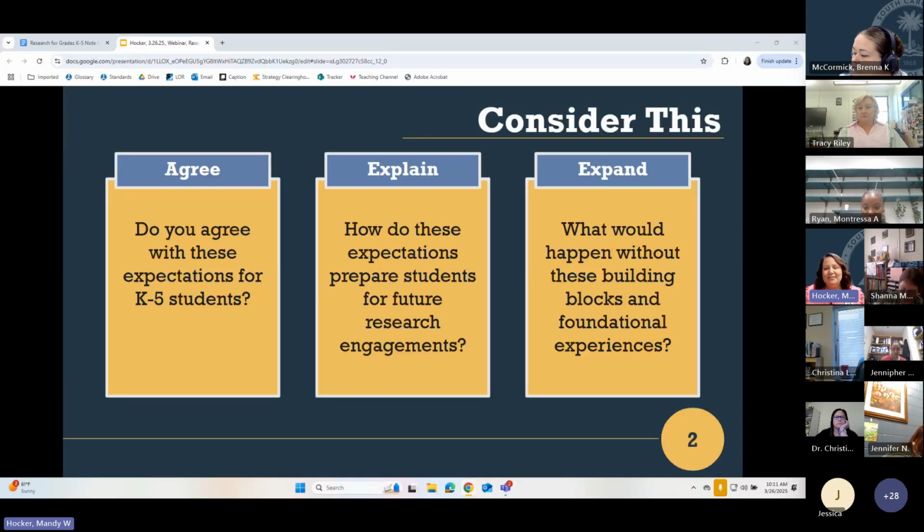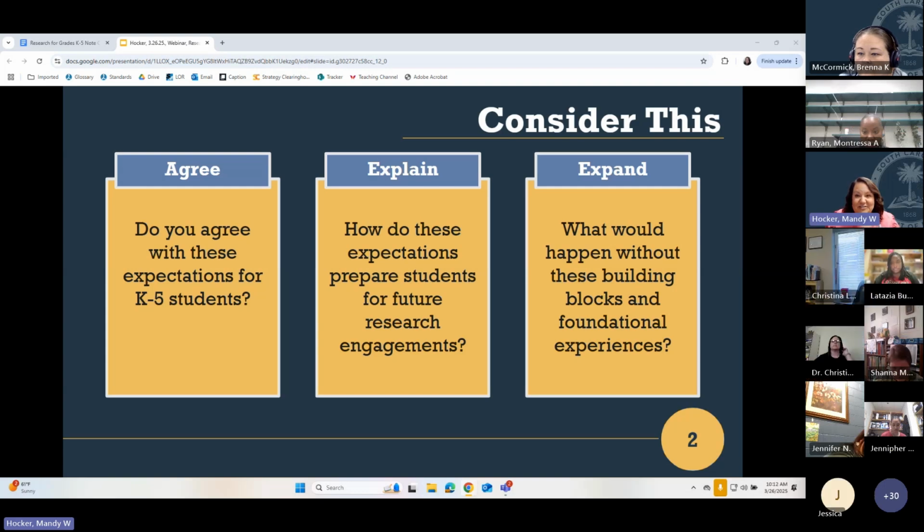So I hope you like this resource, and I hope you're able to use it to support collaborative discussions at your grade level, or especially within your school. Maybe if you include some of those content area specialists as well.